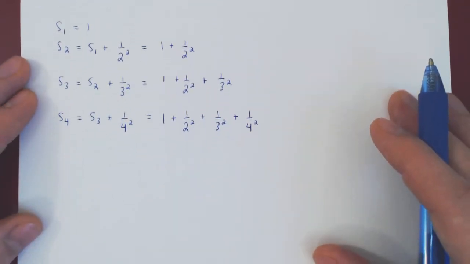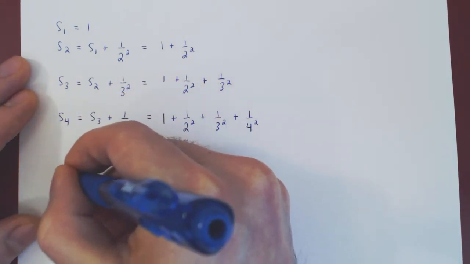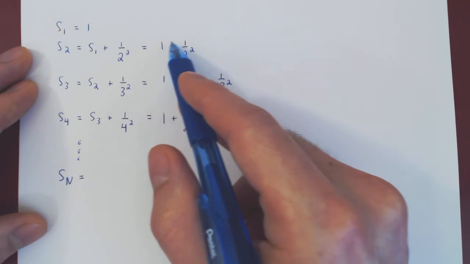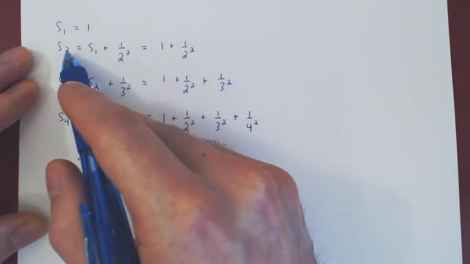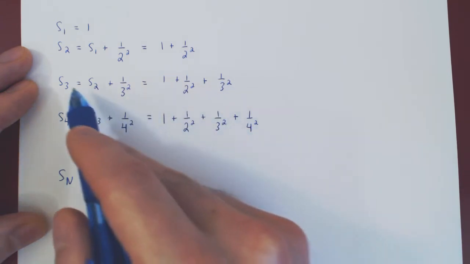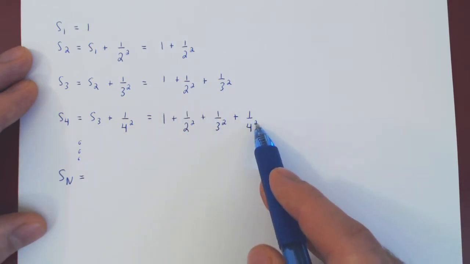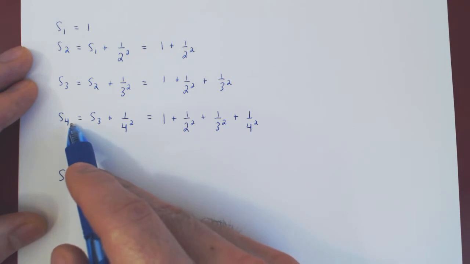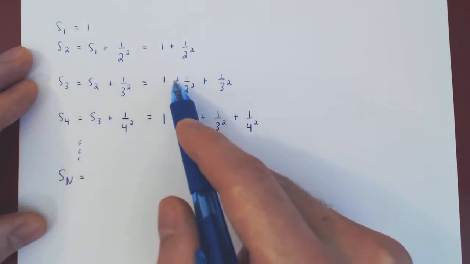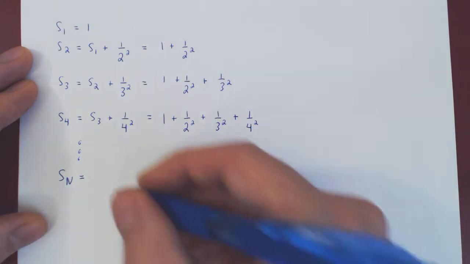And let's now see if we can find the general pattern for S_N. If you see, S1 is 1. S2 is 1 plus 1 over 2 squared. So we go up to 2. S3 is 1 plus 1 over 2 squared plus 1 over 3 squared. So we go up to 3. S4 is 1 plus 1 over 2 squared plus 1 over 3 squared plus 1 over 4 squared. So we go up to 4. And in each case, S1 we're summing one term. S2 we're summing two terms. S3 we're summing three terms. S4 we're summing four terms, so in general, S_N we are summing N terms.